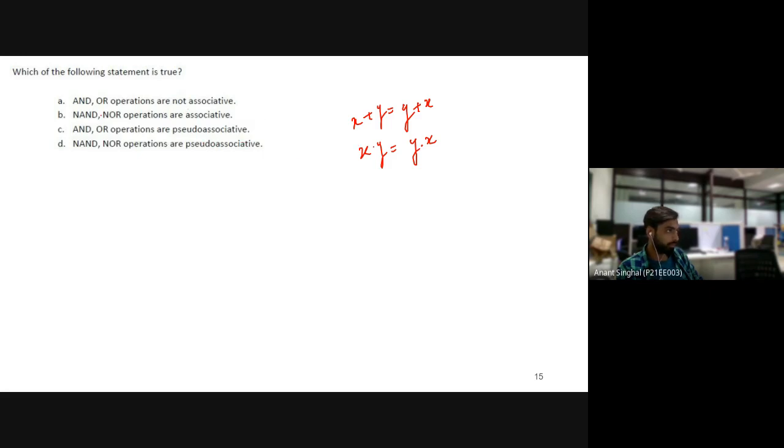For the first option, it says AND and OR operations are not associative. We can see AND and OR are both associative, so this is not correct. Then the second option says NAND and NOR are associative. If I do a NAND, it should be equal to something like this.